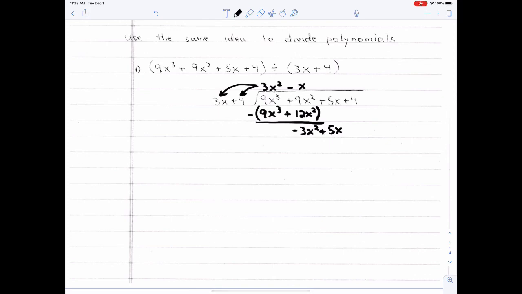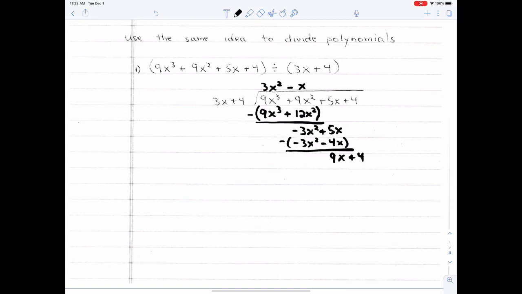So now I take that negative x, and I multiply it by each one. So I get negative 3x squared minus 4x. And then I subtract the whole quantity. And negative 3x squared minus 3x squared is nothing. And 5x plus 4x, which is minus a negative 4x, is 9x. Then we have plus 4.